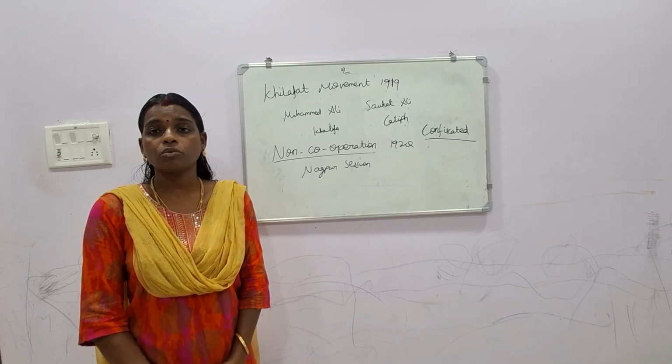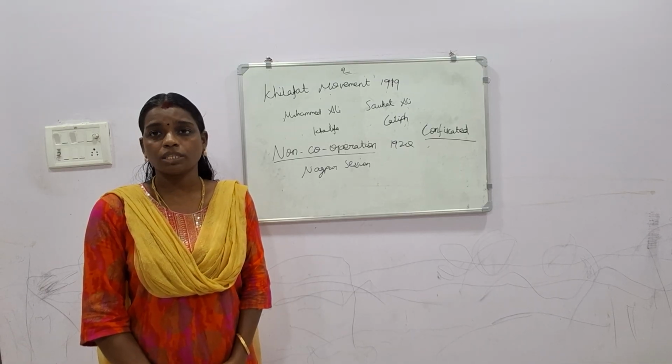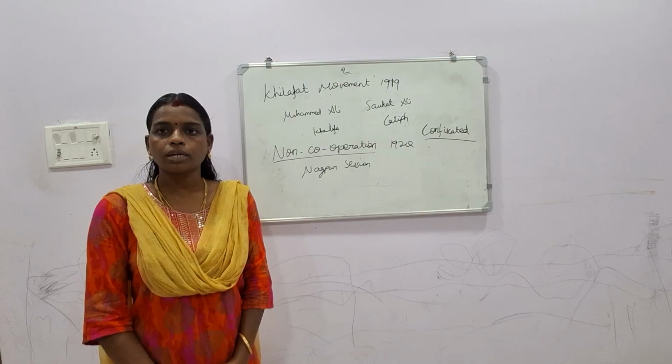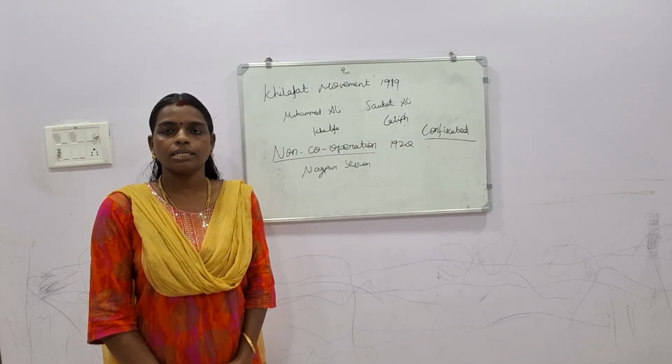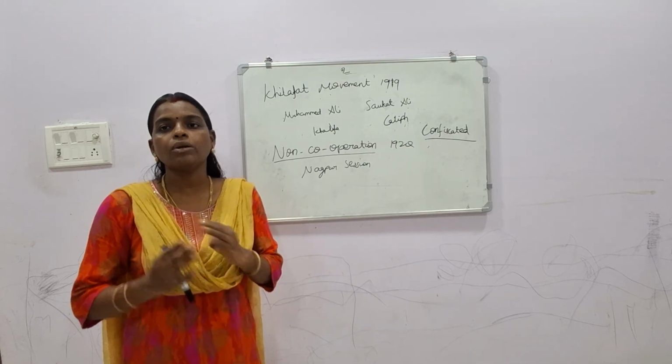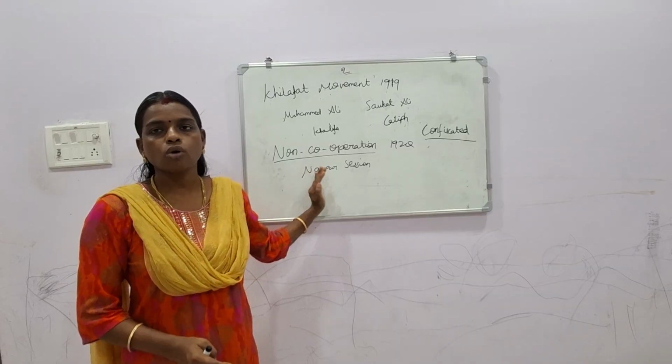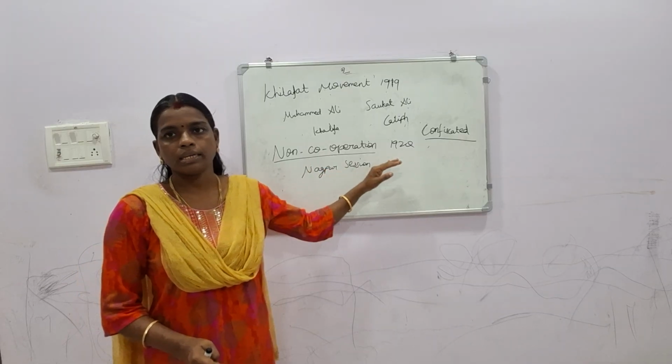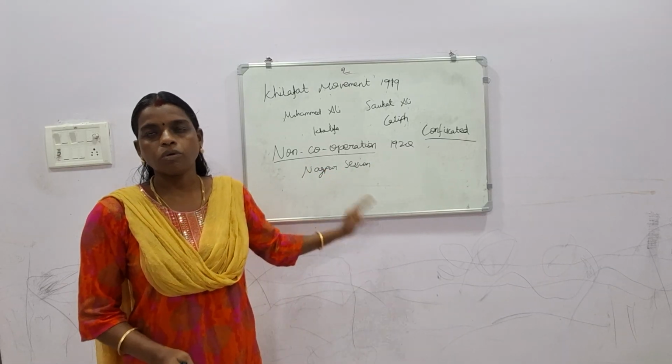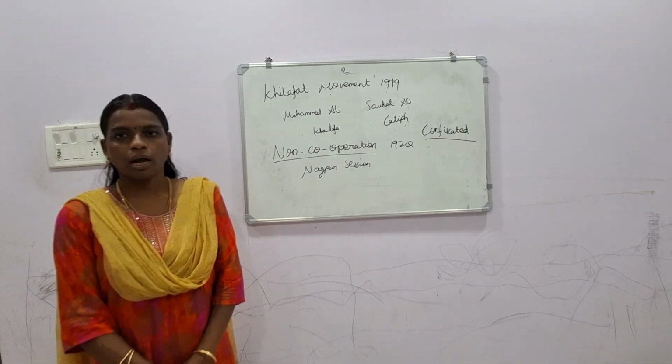In the book you have the question, why was the non-cooperation movement needed? Because the people only supported the Britishers. If the people didn't support the Britishers, how could they rule? For that reason only this non-cooperation movement was initiated in the year 1920 in the Nagpur session of Congress. Let's see what non-cooperation movement means.